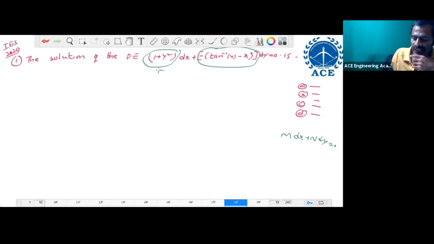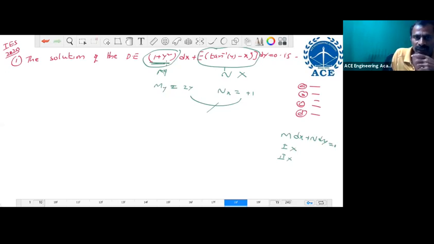In place of M, variables are separable, but in place of N, variables are not separable. So the first method is not applicable. Next, M is not a homogeneous function, so the second method is not applicable. Next, we check the exactness condition. M with respect to y is 2y. N with respect to x is minus 1. These two are not the same, so not exact.